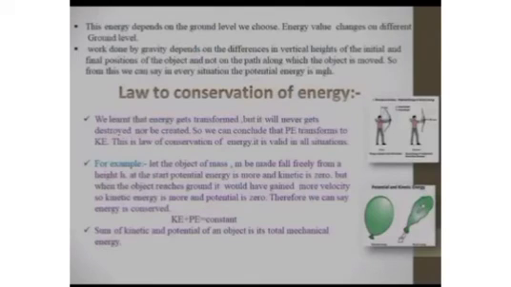This energy depends on the ground we choose. Energy values change on different ground levels. Work done by gravity depends on the difference in vertical heights of the initial and final positions of the object, and not on the path along which the object is moved. So from this, we can say in every situation, the potential energy is mgh.